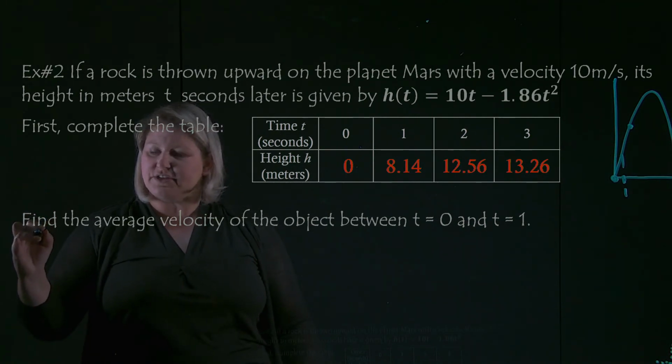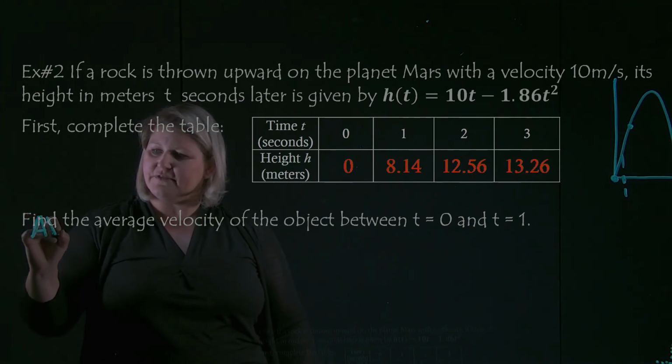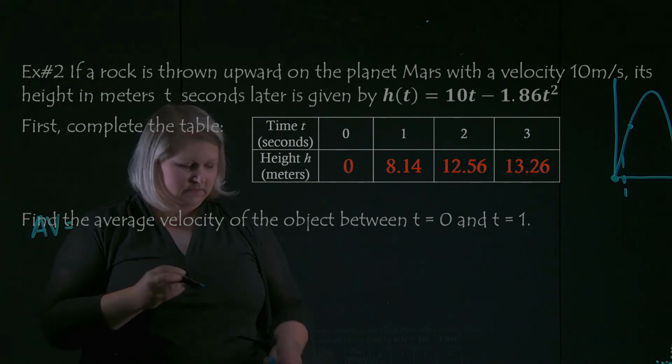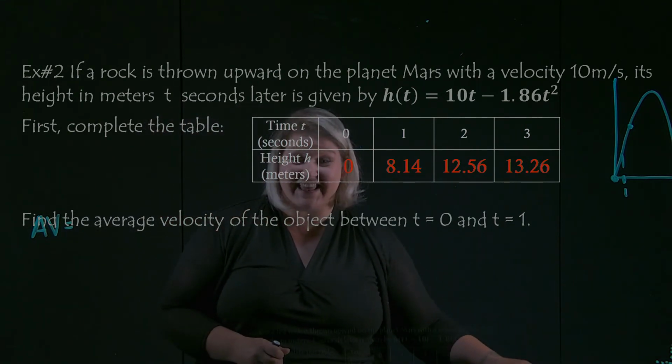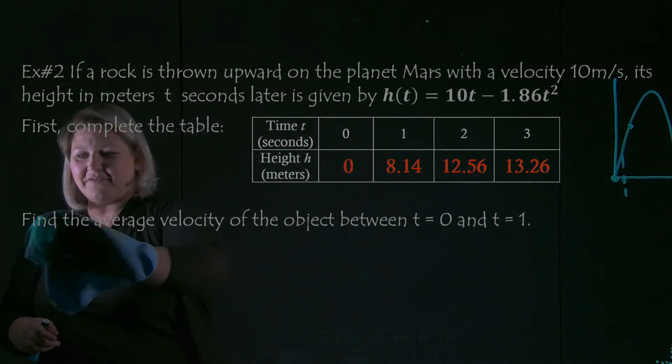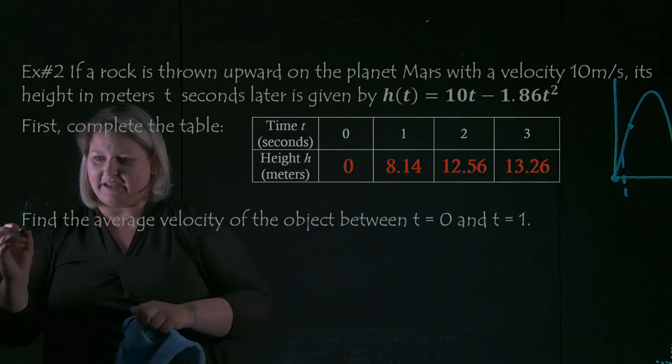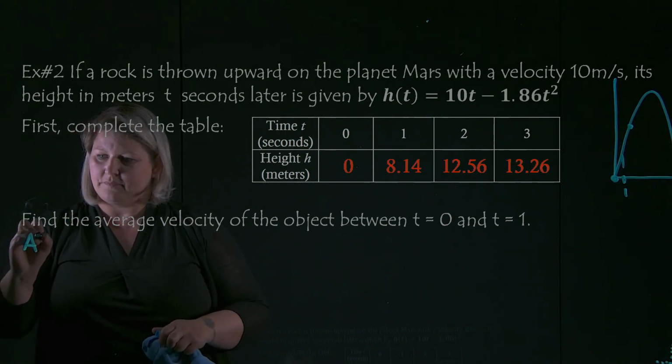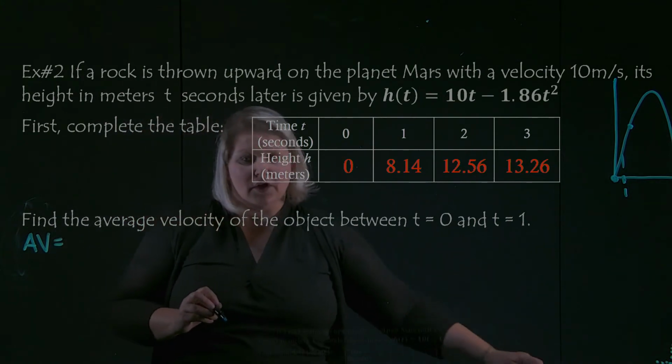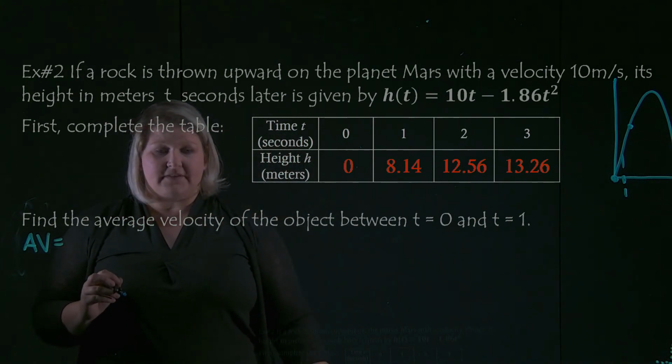So what I'm really going to do, in order to find the average velocity, remember, you can't see that. In order to find the average velocity, you're going to find the slope of these values.